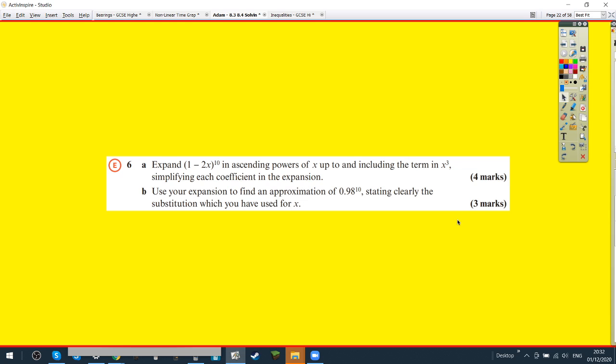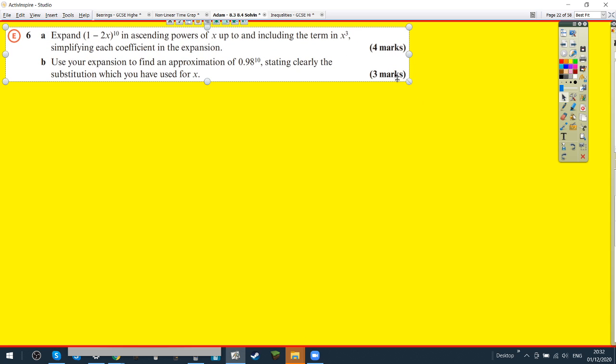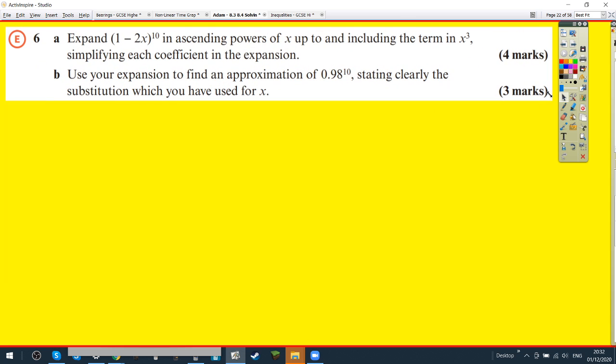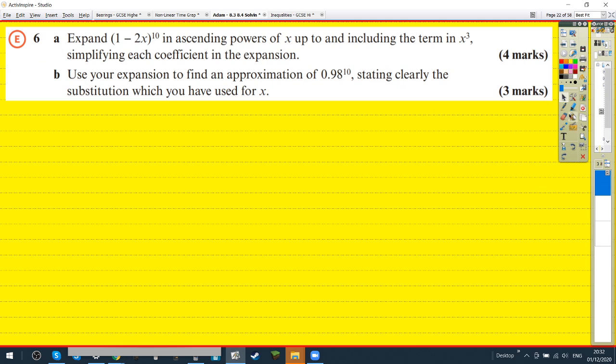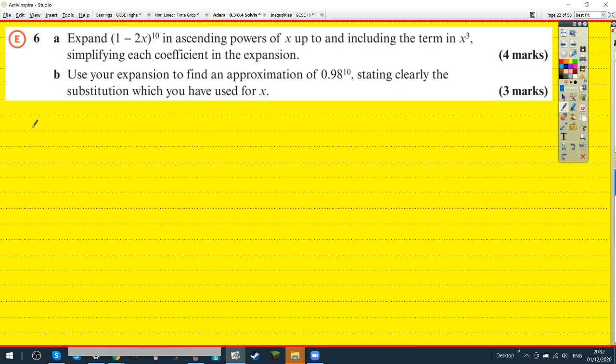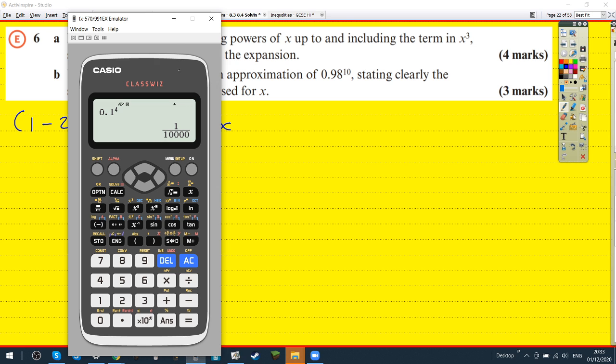Okay, this is what the exam question looks like, up to and including the x cubed term. So I do first 2, you do last 2. Okay. 1 minus 2x to the 10. 1 minus 20x, I think. Yeah, I did that a bit too quickly.